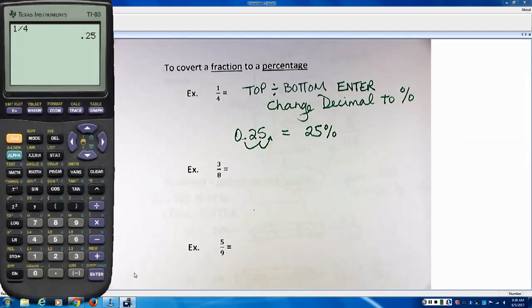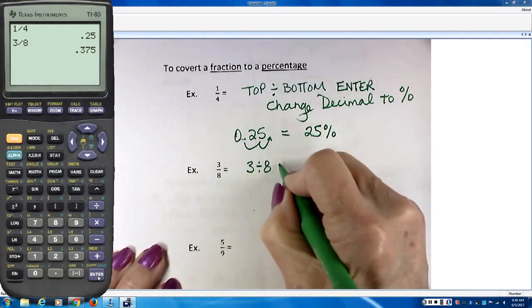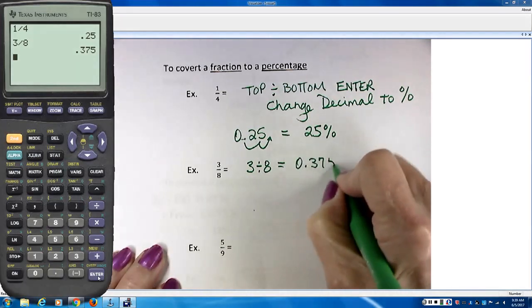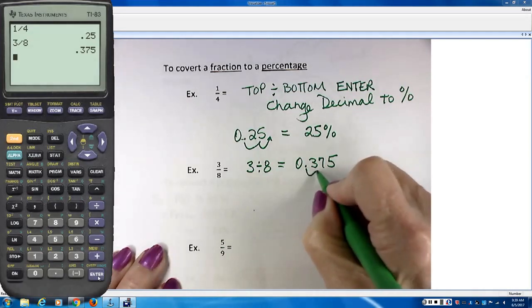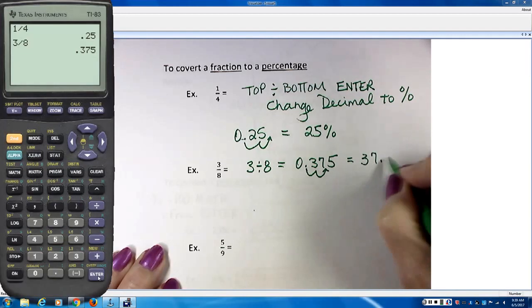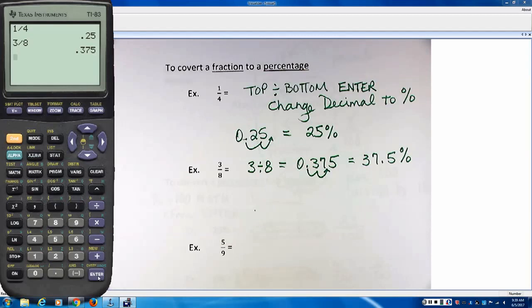Okay? So 3/8. 3 divided by 8, enter. And you get 0.375. But that's a decimal. You want to go to a percent. 1, 2. And again, because your decimal is between two numbers still, you don't throw it away, but you add a percent sign onto the end.